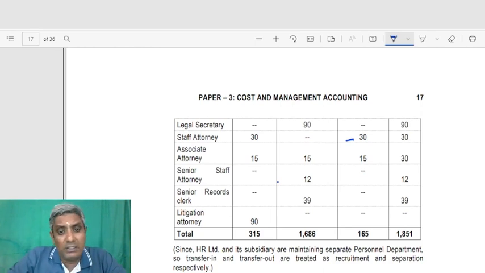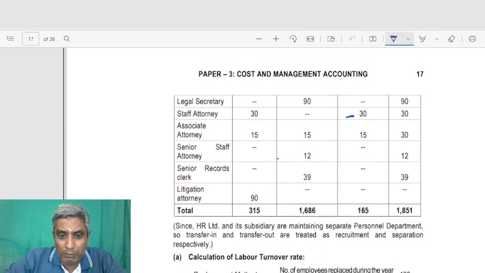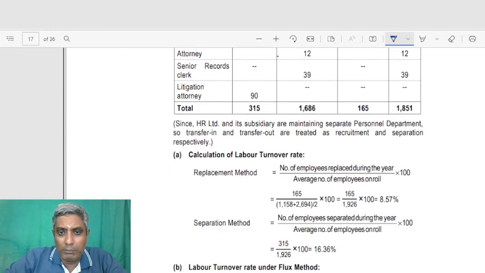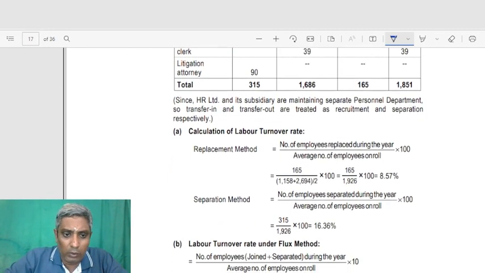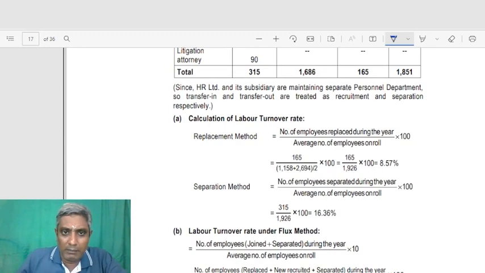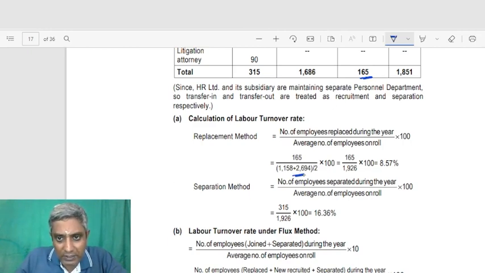Now calculation of labor turnover, flux method: number of employees divided by the average number of employees in the role. So here it is very clear. Average number is opening plus closing divided by 2. Number of employees replaced, which is arrived at 165. So the data arrival is very clear. 165 is the data here. And see the average here. So the percentage is very easy. Separation method is the same. And see how the percentage is calculated under the flux method of labor turnover.